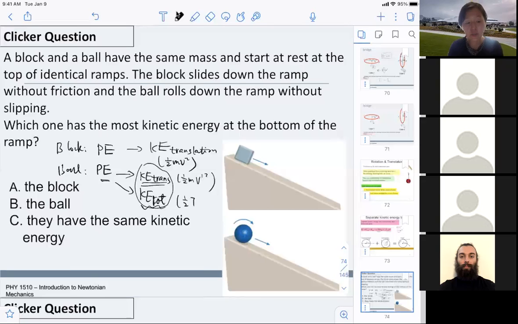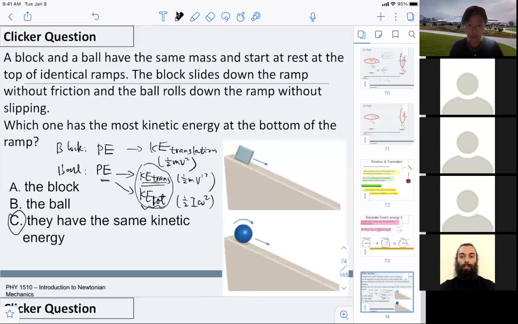So if you have potential energy, let's say 100 joules for the block, all of that goes to translational motion. For the ball, maybe 60 joules goes to translational motion and 40 is used on the rotation of the ball. But if you add up the kinetic energy, they should all have the same amount, all 100 joules, which equals the potential energy that they started out with. Okay.